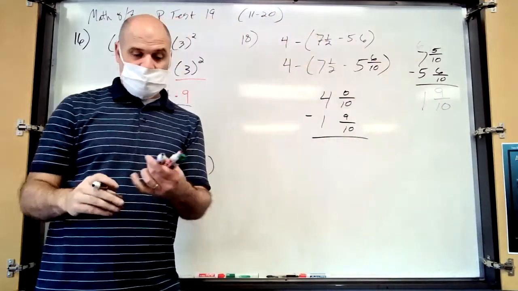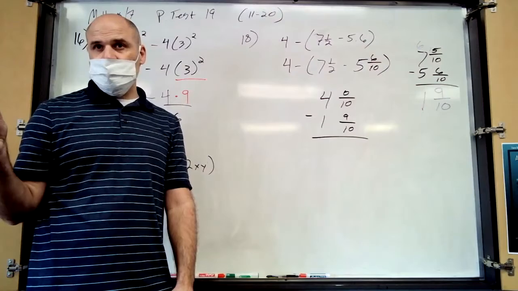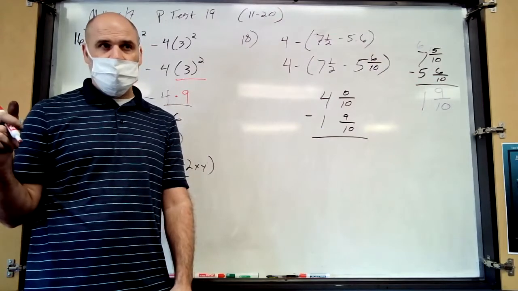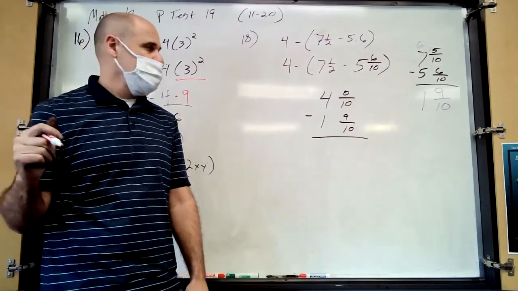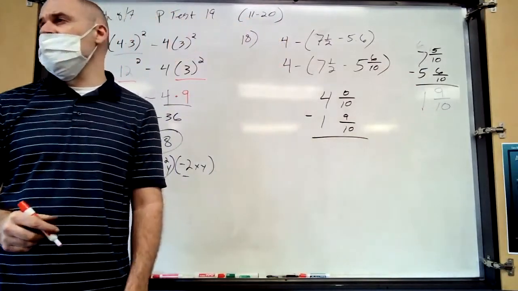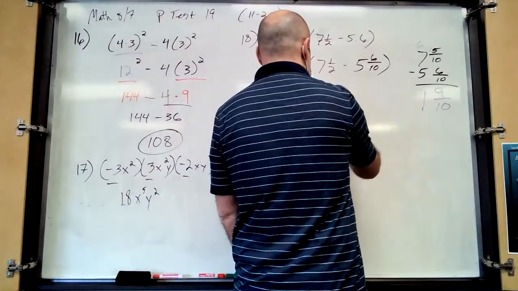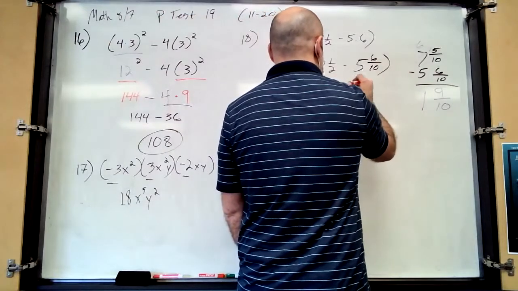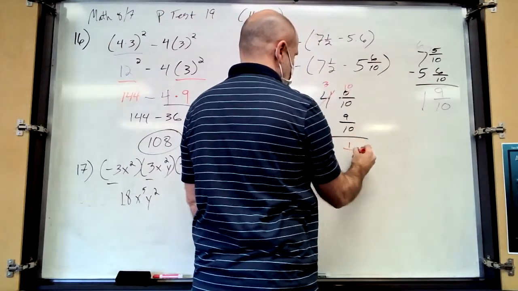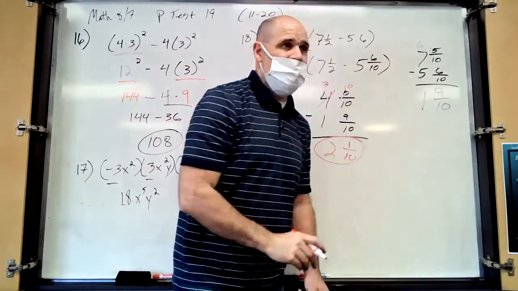So now what do we do? What's 4 and 0/10? We got to borrow, right? 3 and 10/10. Okay, subtract and you get 3 minus 1 is 2 and 1/10.